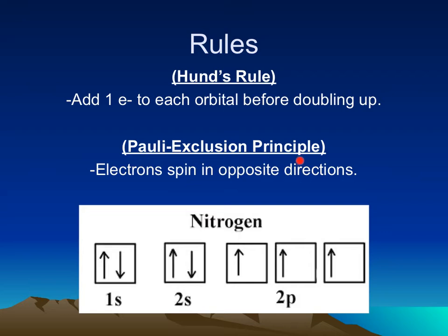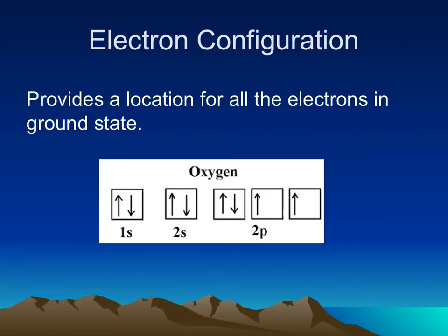Now, because of the Pauli exclusion principle, the electron spins are going in different directions. So notice that when I do double up, 1 I point up, 1 I point down, just to indicate that I have 1 electron in one spin and 1 in an opposite spin. And it doesn't double up until each orbital is filled. So this again provides the location of all electrons in the ground state.